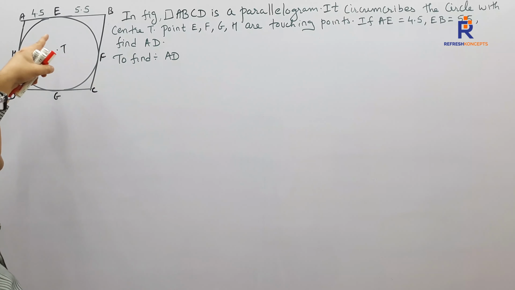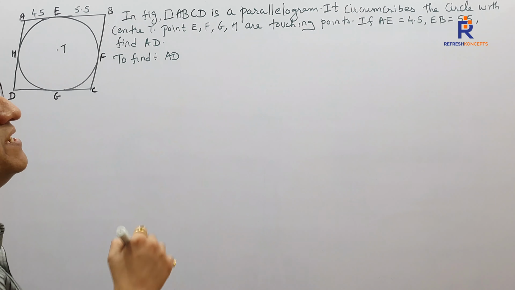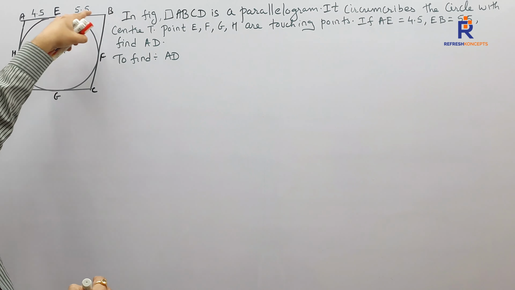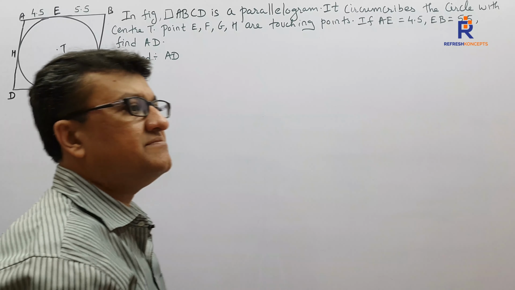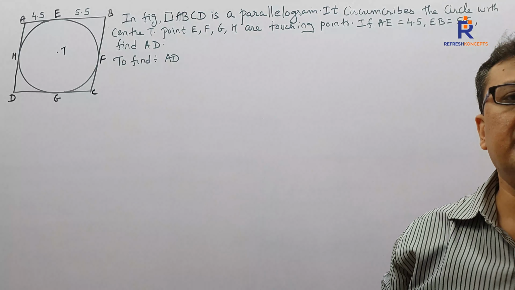If AE is 4.5, find EB. AE is 4.5, EB is 5.5. Find AD. Let's start.